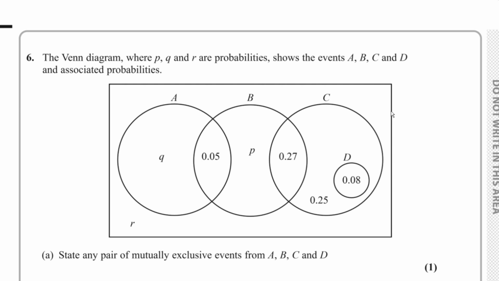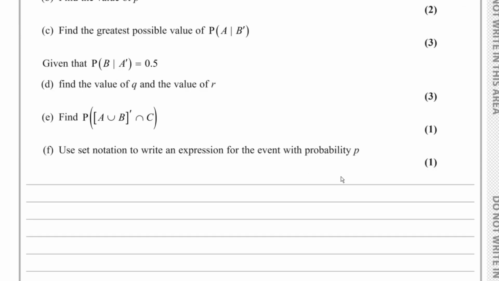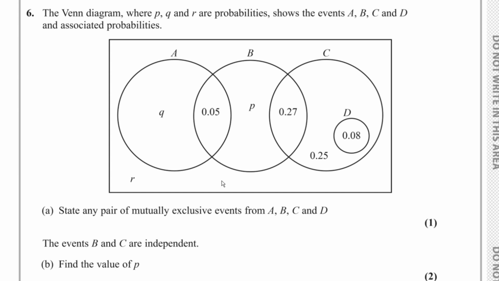Well, mutually exclusive means events that cannot happen at the same time. Now, we could have A and C, those can't happen at the same time. Or we could have A and D, those can't happen at the same time. Or we could have B and D, those can't happen at the same time. So what we could put down here, for example, is A and C. The events B and C are independent. Part B, find the value of P.